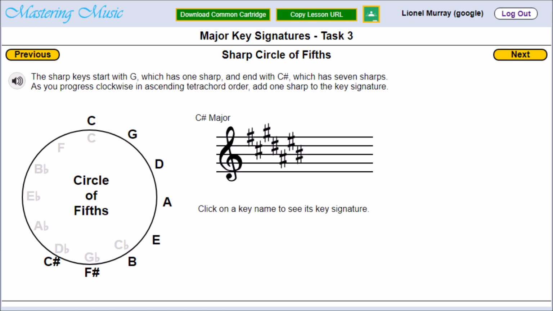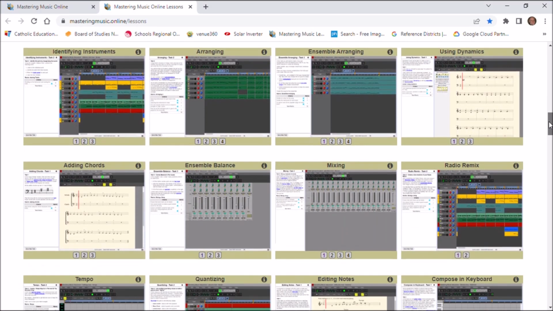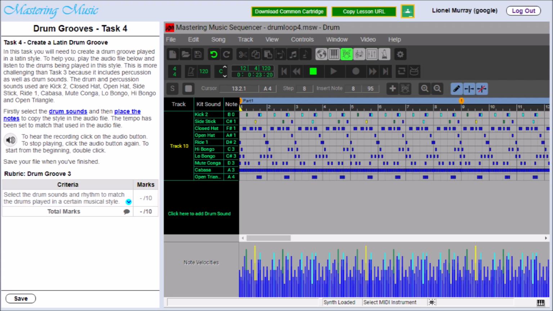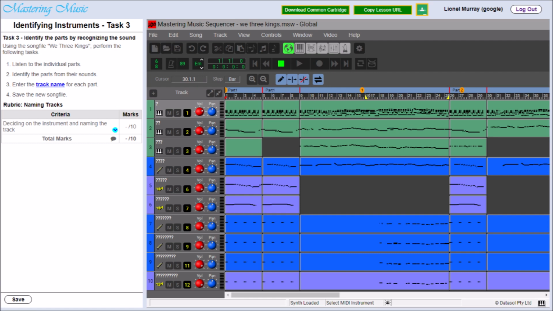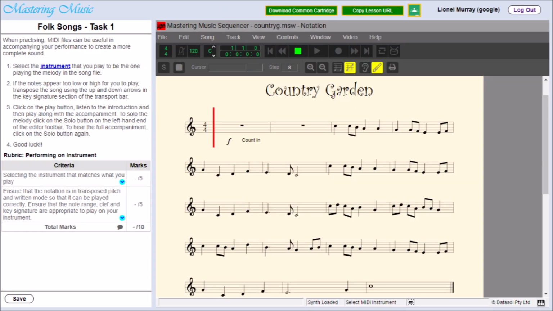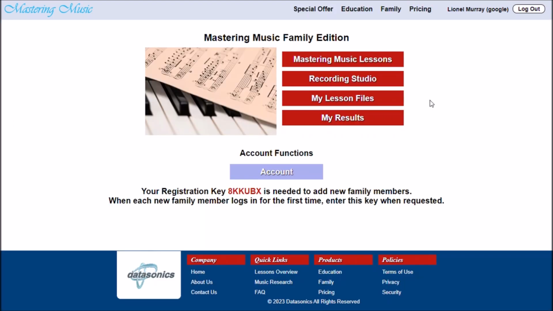As well as theory and ear training lessons, Mastering Music Online is unique in providing lessons that teach about the creative side of music, using the inbuilt sequencer for activities such as writing drum grooves, selecting instruments, and arranging and mixing songs. Performing lessons include songs with full accompaniments, and Mastering Music Online also allows you to drop in songs and slow the tempo as you learn the song on your instrument.